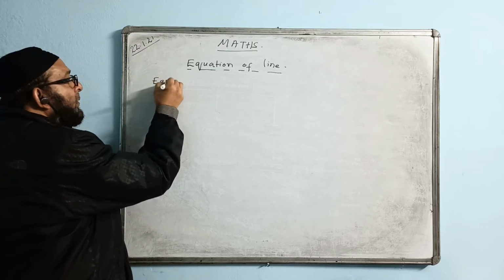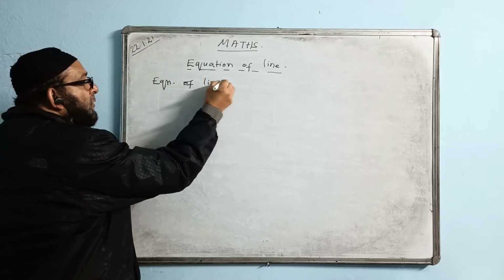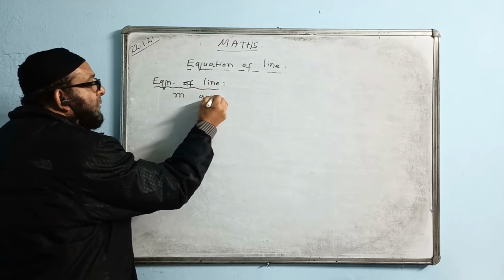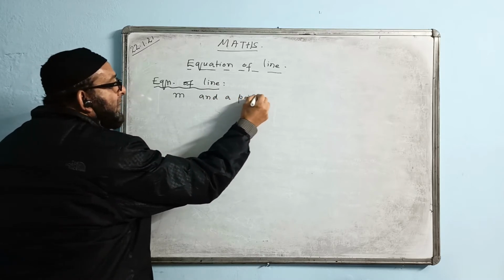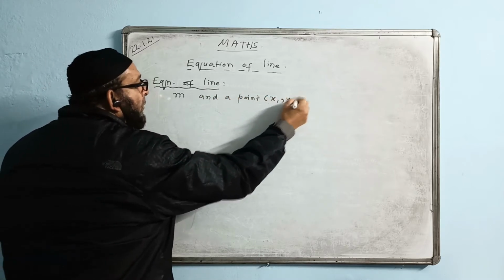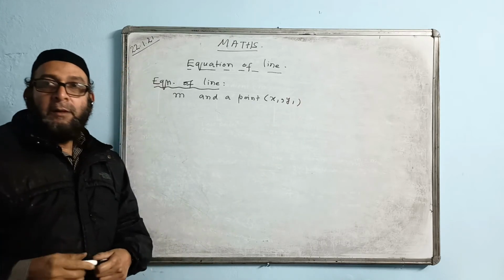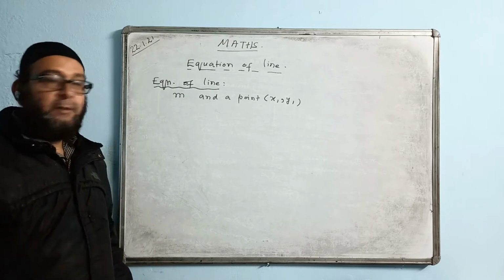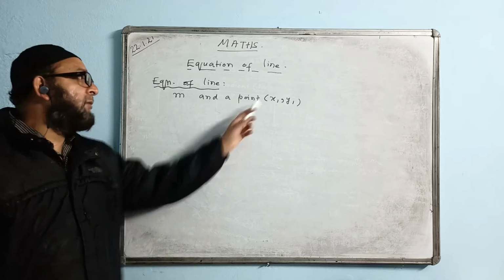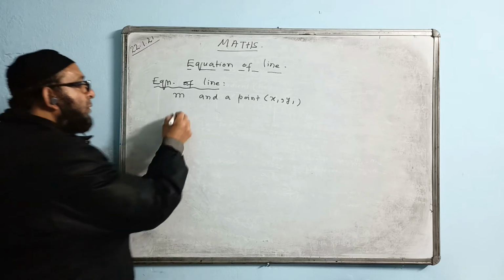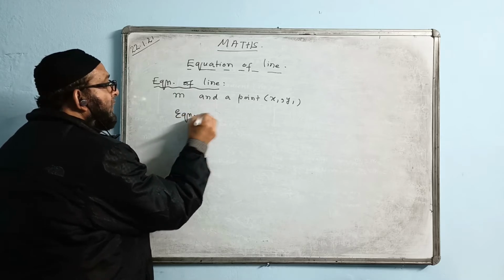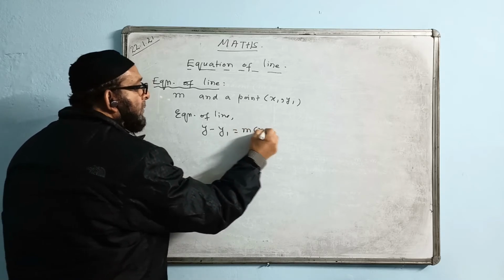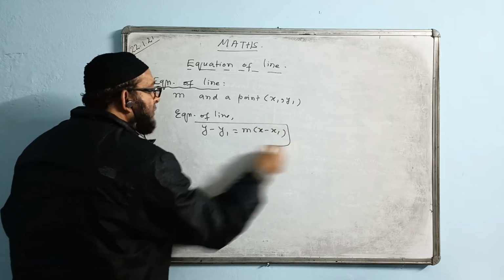Now the equation of a line. How to find the equation of a line? To find it, we need to know m and we need to know a point, at least one point through which the line is passing. Suppose the point is x1, y1. The line may pass through two points or more, but we take one point through which the line is passing and mark it as x1, y1. The equation of line formula is y minus y1 is equal to m into x minus x1.